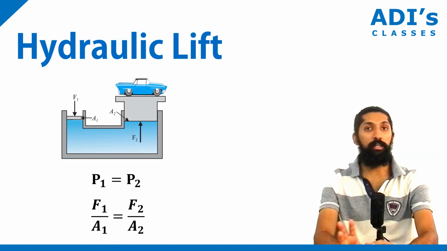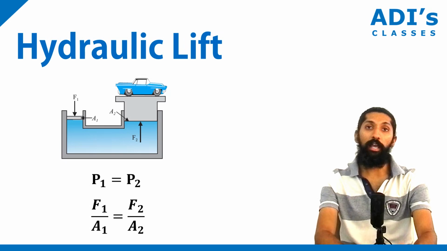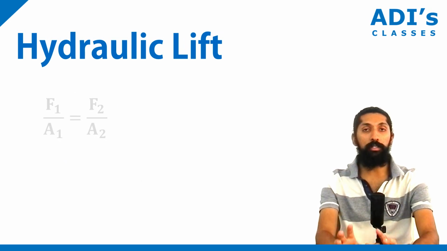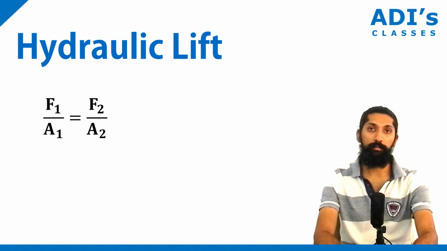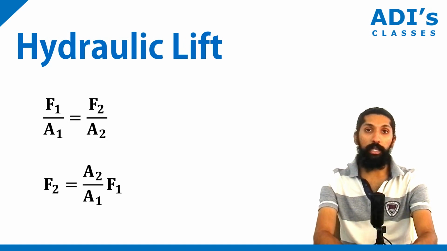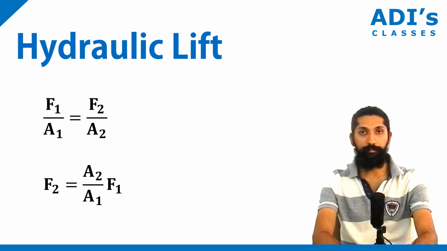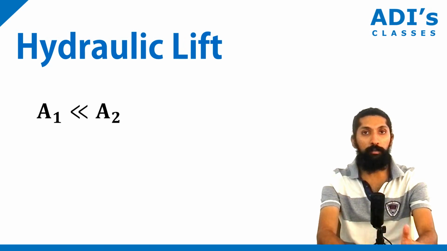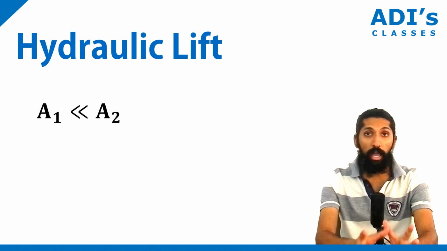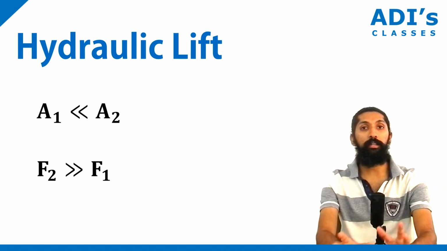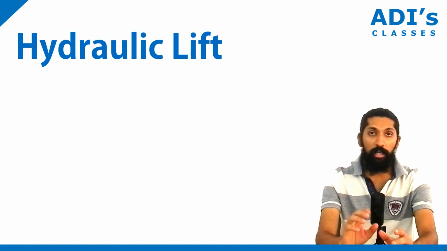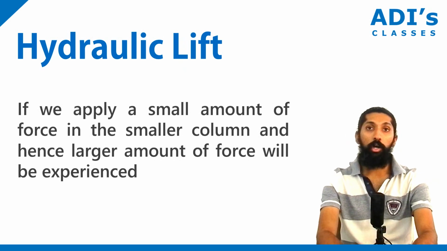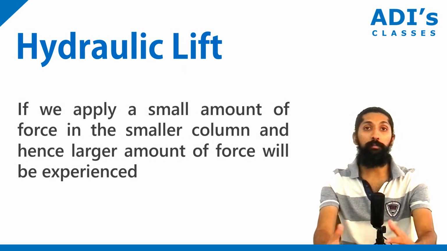You have P1 equals P2, or F1 by A1 equals F2 by A2. Now, what is the force in the bigger column? That is what we are trying to calculate. F2 is equal to A2 by A1 into F1. We know that A1 is very much less than A2, so F2 becomes very much greater than F1. Even if you apply a small amount of force in the smaller column, you are going to have a large amount of force in the bigger one.